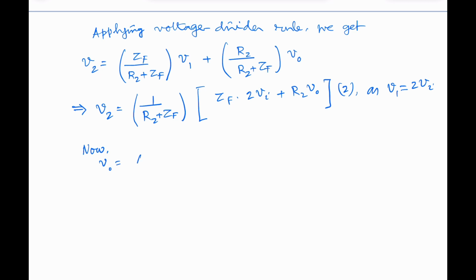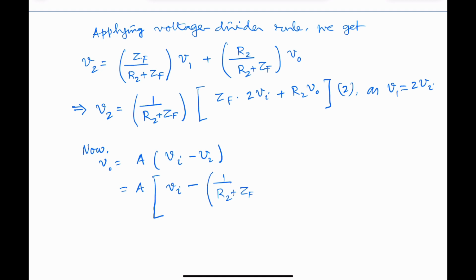V0 will be A times Vi minus V2. Clear? So this is A times Vi minus, put the value of V2 from equation 2 here. So this is 1 by R2 plus ZF into ZF into 2Vi plus R2 into V0.